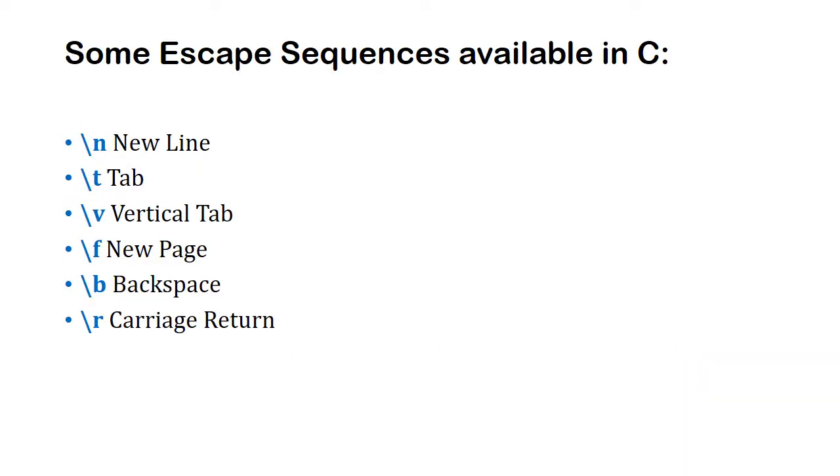Some escape sequences which are available in C are backslash n for new line, backslash t for a tab, that is providing some space, backslash v for vertical tab, backslash f for new page, backslash b for backspace, and backslash r for carriage return. These are certain escape sequences which are used in C.